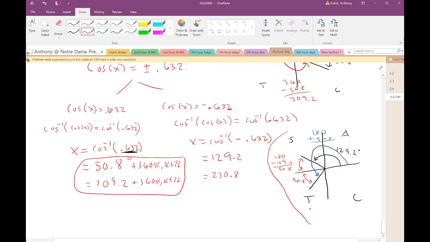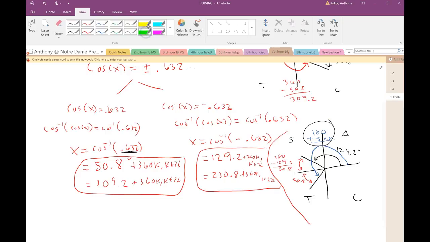Everybody okay there? And then I just convert these into infinitely many answers by putting the plus 360k on them. So far, so good. For this part right here.